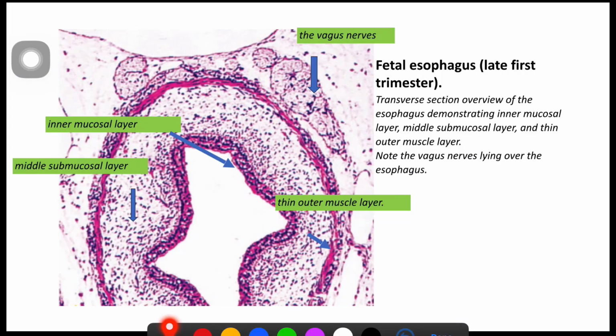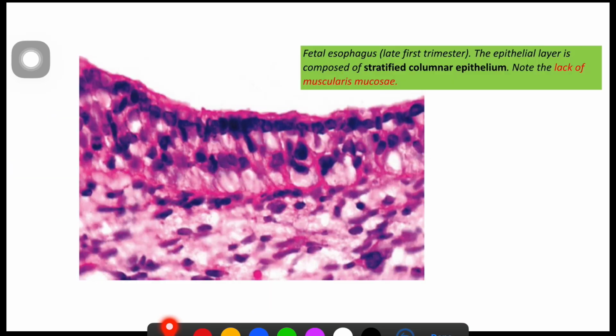So here we can see the fetal esophagus histology in the late first trimester. Here you can identify the inner mucosal layer, middle submucosal layer and outer muscle layer, and here you cannot identify muscularis mucosae, and you can see the vagus nerve. Here you can identify the stratified columnar epithelium, and there is a lack of muscularis mucosae. This is at the late first trimester.